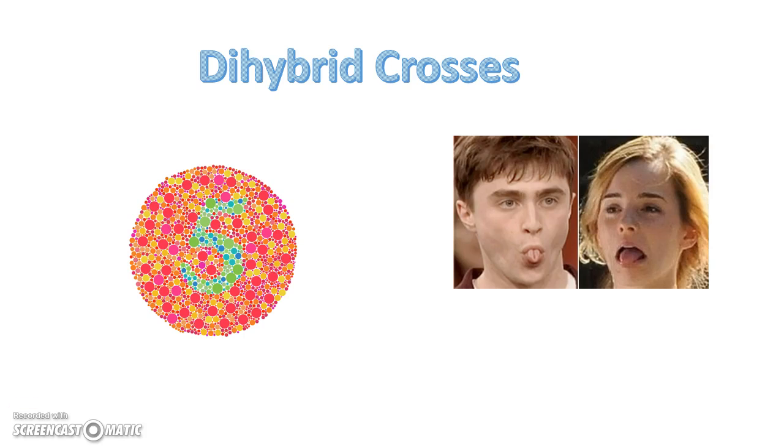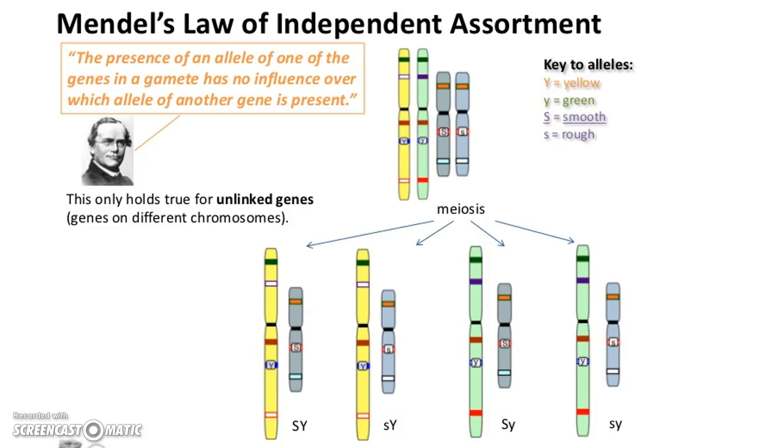So for instance, if you see this little picture right here, this is a color blindness test, so maybe you can see the 5 in there, in which case you're not colorblind, or tongue rolling over here. So here's a tongue roller, and here is a non-tongue roller. So in dihybrid crosses, we're going to look at two traits at the same time. So our Punnett squares aren't just going to have 4 squares, they're going to have 16 squares.